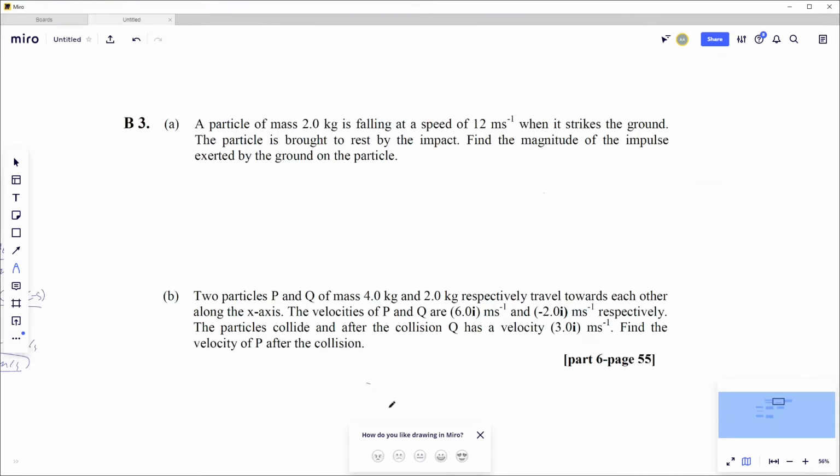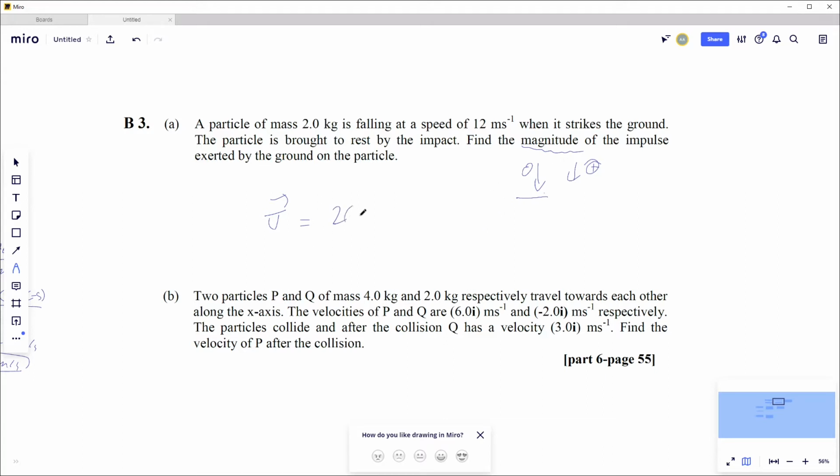Again, the only trick is to pick a direction. So we have a particle that's falling with some speed, and then it bumps and goes to rest. The momentum will be, again, a magnitude, because everyone will pick their own positive direction. I'll stick to down being positive. It doesn't matter, maybe you'll get a positive or negative answer.